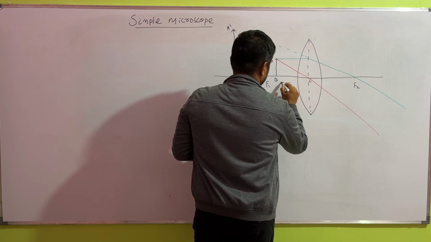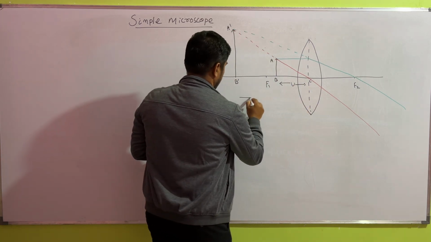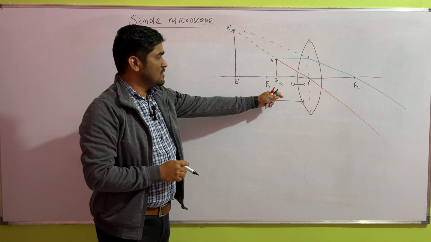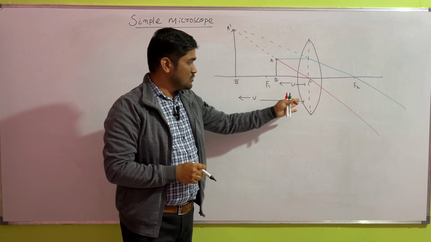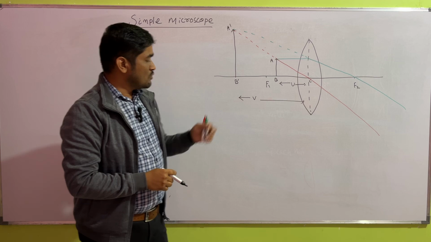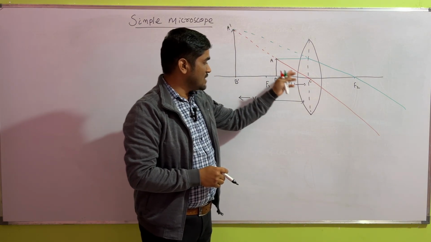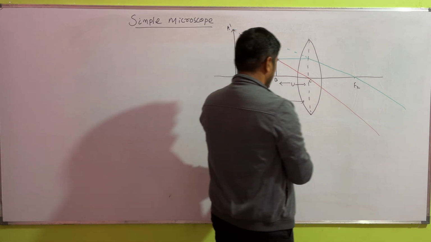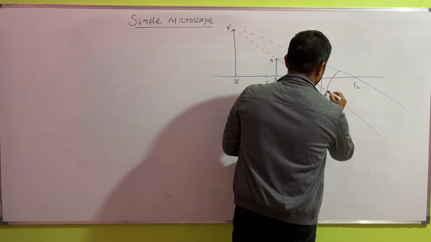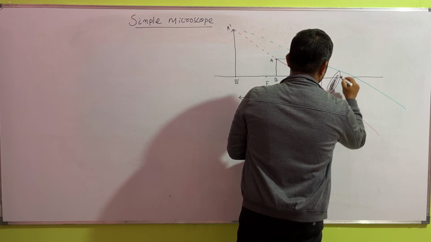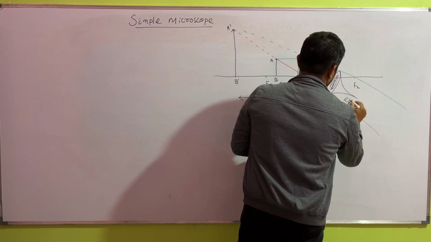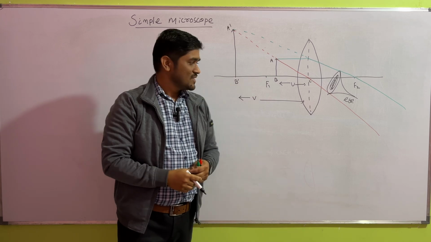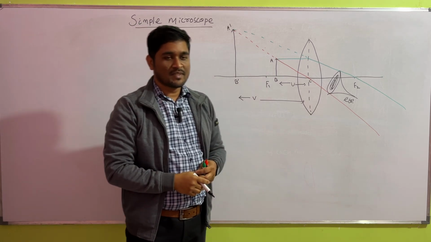So here we can take this distance as the object distance U and this distance as the image distance V, and this is the diagram of a simple microscope. That means we have to use a convex lens and place the object close to the lens, then we can see a magnified, virtual and erect image of the minute object. That means your eye is placed here. Let this be your eye. So you can see the image formed at a distance V. This is the diagram of simple microscope. Clear?